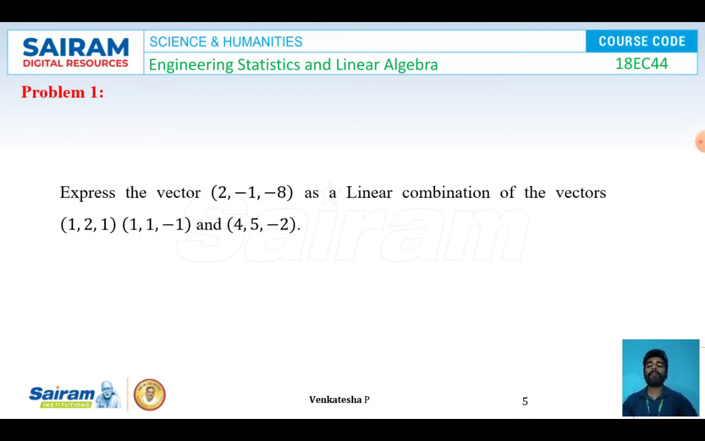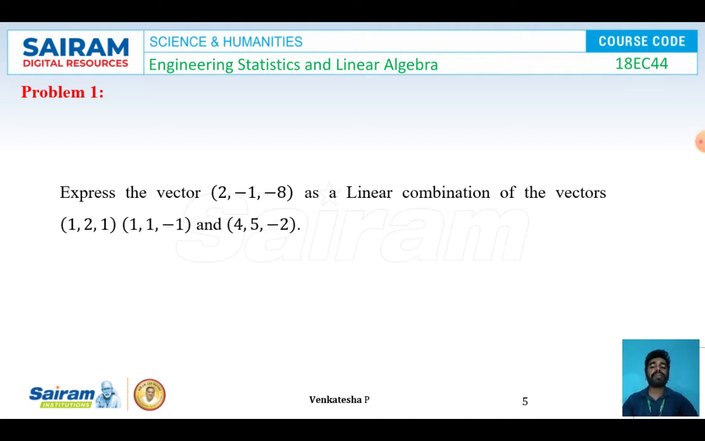Problems. Problem number 1. Express the vector (2, -1, -8) as a linear combination of the vectors (1, 2, 1), (1, 1, -1) and (4, 5, -2). So in this problem, we are supposed to express the given vector (2, -1, -8) as a linear combination of the three vectors (1, 2, 1), (1, 1, -1) and (4, 5, -2).